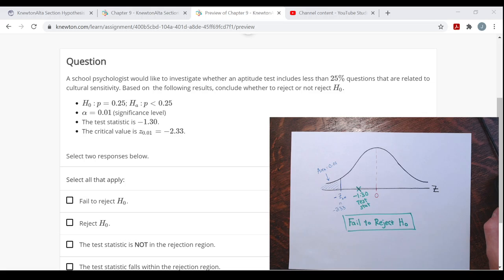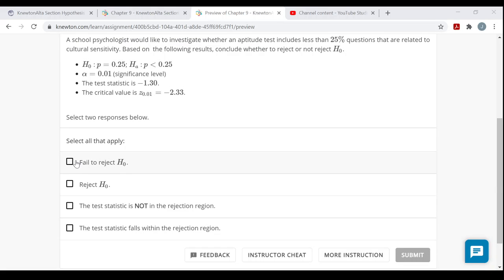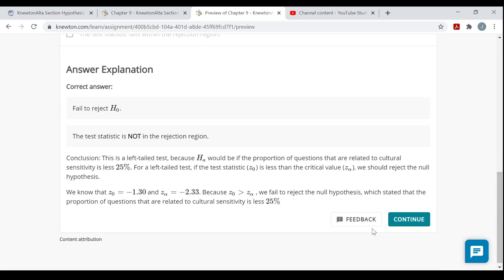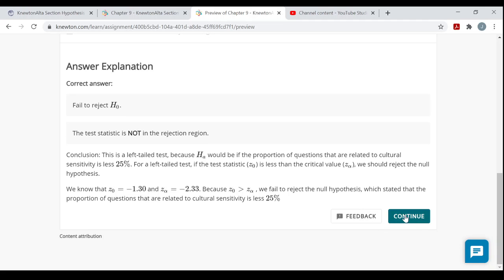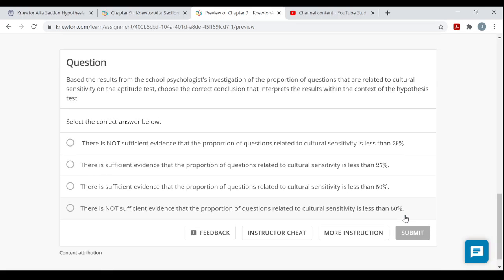And that's how we're going to answer. You have to answer two things. I'm failing to reject the null, and the reason for that is because the test statistic is not in the rejection region. So those go hand in hand. You have to answer both. These other two also go hand in hand. If you answer reject the null, that means your test statistic does fall within the rejection region. But we had the fail.